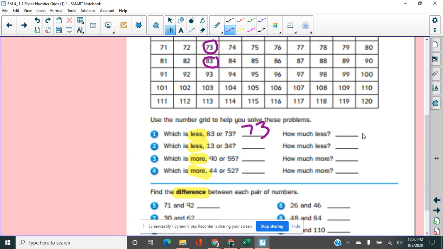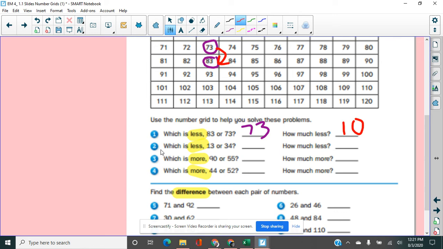How much less is it? So what's the difference between these two numbers? Well, we talked about earlier that if we move up a row, we're adding 10. So same thing if we move down a row, we're subtracting 10. So these two numbers are 10 away.